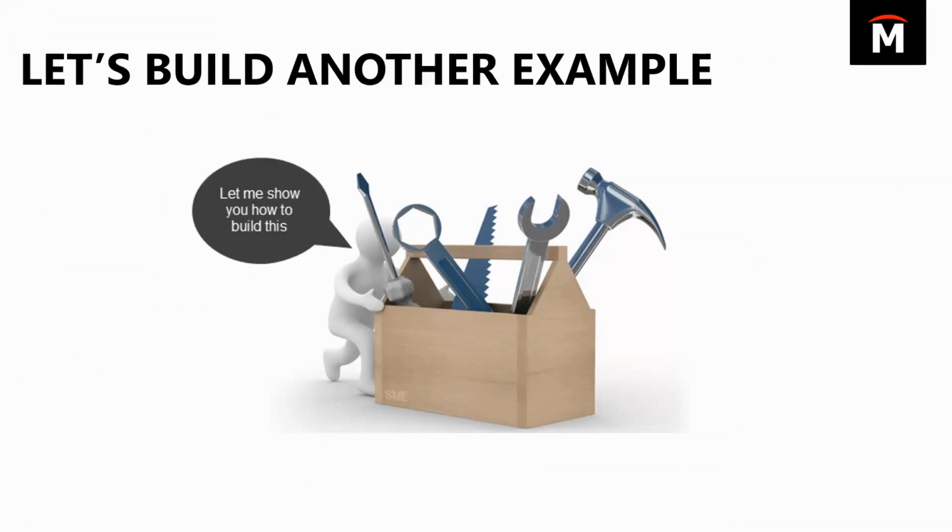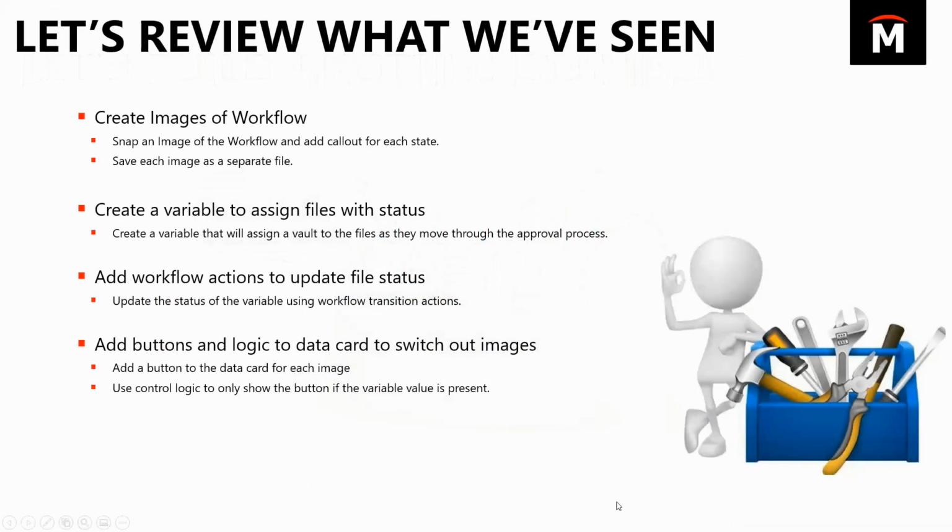So let's review what we've seen in this video. The process is actually pretty simple, as you can see. If we break it down into steps, what we're starting off with is just creating images of our workflow. We're snapping an image of the workflow and we're adding callouts for each state in the workflow. And then we're saving those images as separate files. We're creating a variable to assign files with a status. The variable is then added to the workflow transitions, and we're adding an action that updates the status of the files as they go through the approval process.